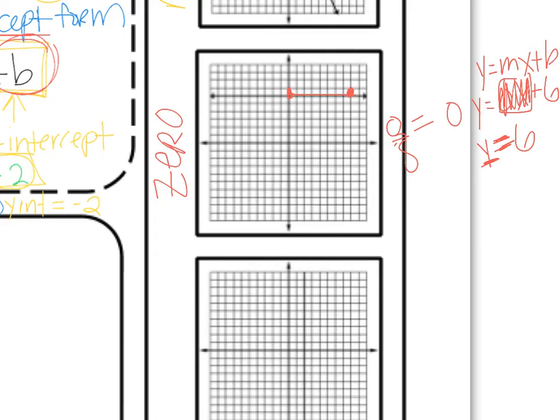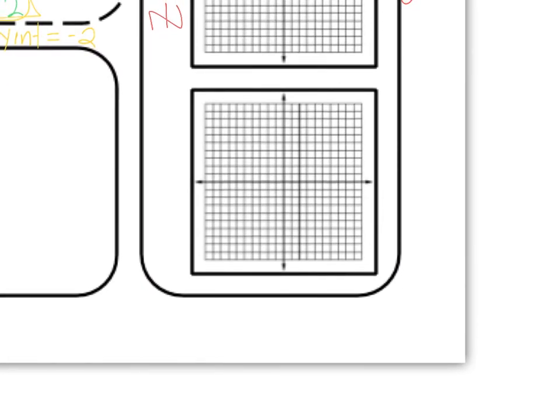Okay, one more. When you have a line, and it's kind of hard to see on this one, but it's right here. When you have a line that is going straight up and down, this is called undefined.